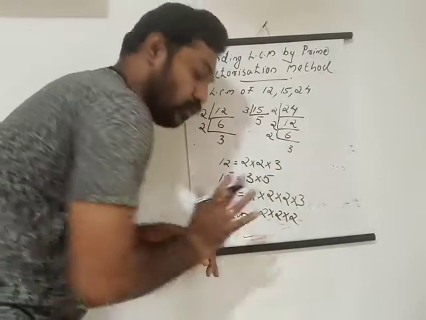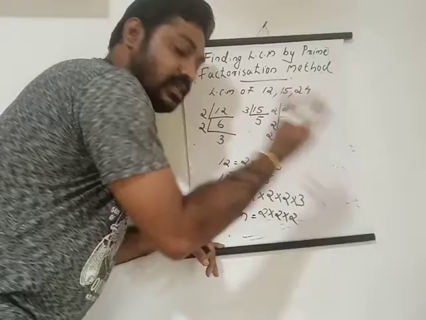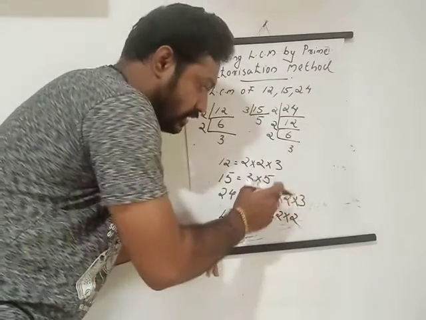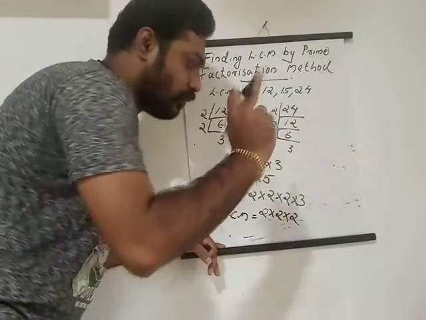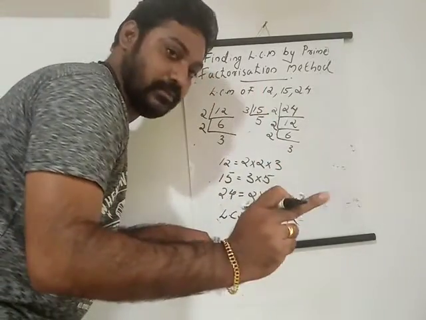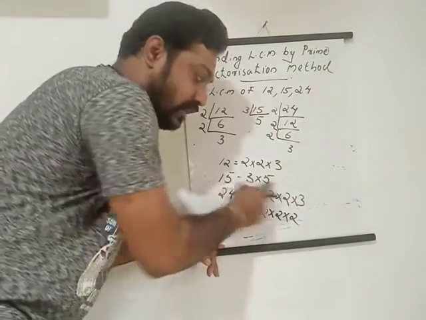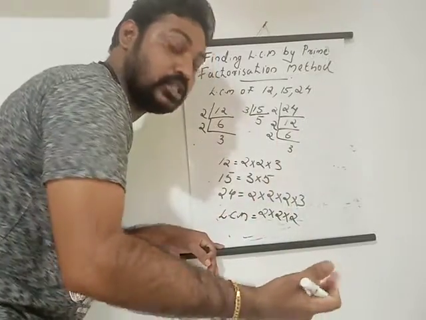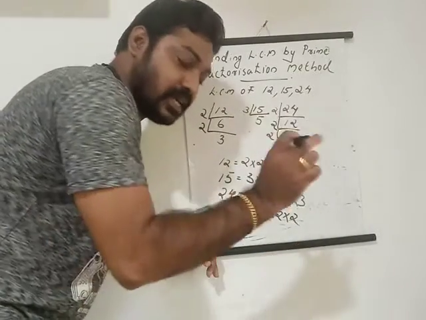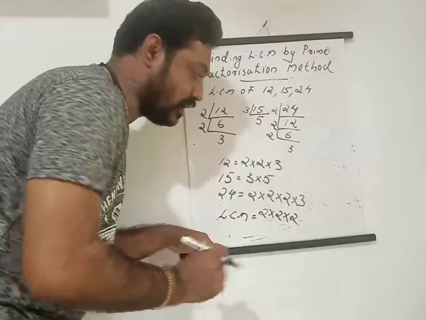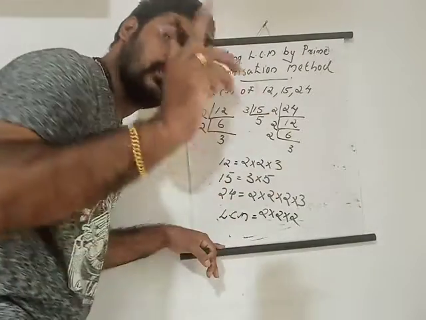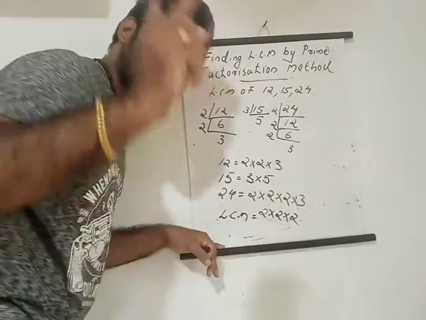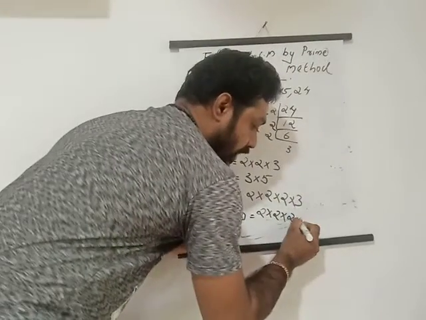So 2 you took, isn't it? Now which is the next number? 3, isn't it? You can see that here 3 is repeating one time, here also one time, here also one time only. So you have to write only one 3. If it was repeating two times anywhere, you would take that two times. Whichever has more repetition, that one you have to take. Here 3 is common to all of 12, 15 and 24, but only one time, so you take only one 3. So I took 3 also.